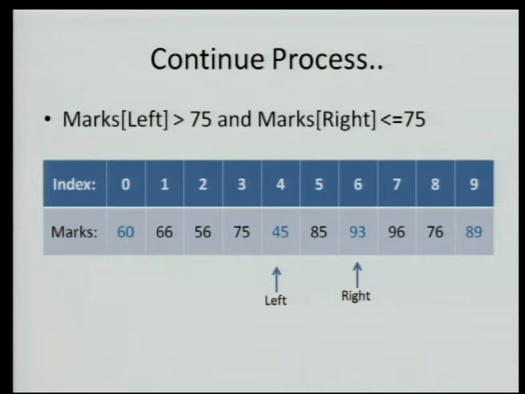And thereafter, we start the process. So once again, when we start, what happens? Left was at 45. So as soon as we move to 85, the condition for left was satisfied. But right, which was at 93, 85 is still greater. Right now has crossed left.